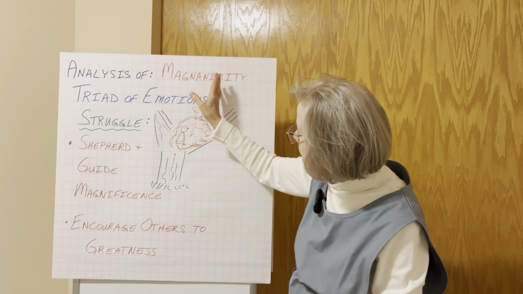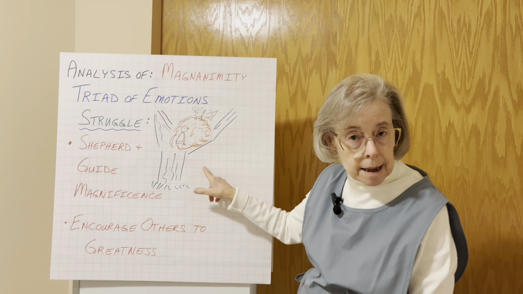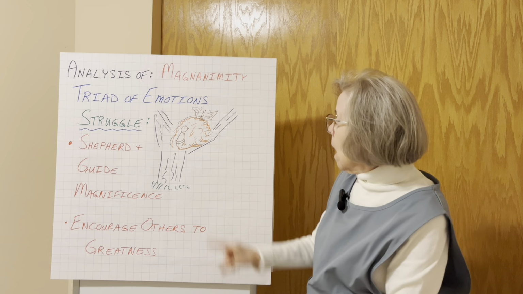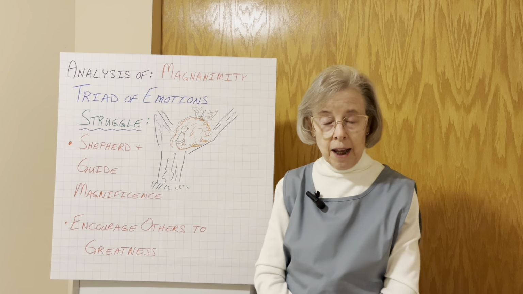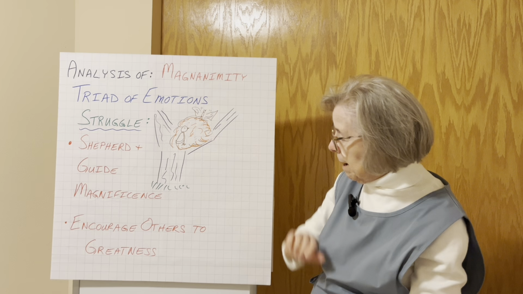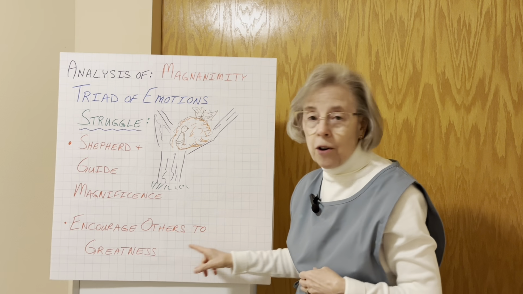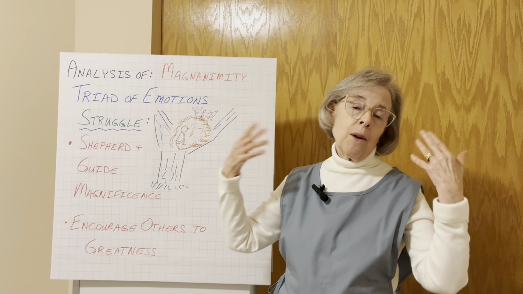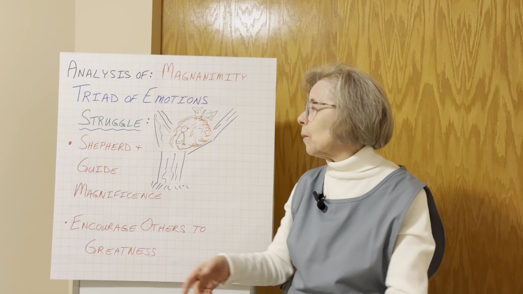Our animal model of magnanimity is, this is a tree, guys. And this is a bird's nest with a mother bird and a fledgling bird. Okay, now that I've told you, it should be clear, right? So the mother bird is encouraging the little bird to take off on its first flight. And that illustrates another aspect of magnanimity. Another task of magnanimity is to encourage others to greatness, and of course, to share the credit for greatness when greatness comes to fruition.